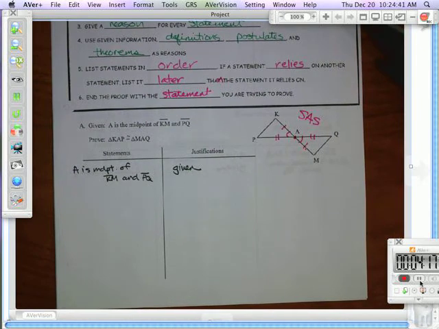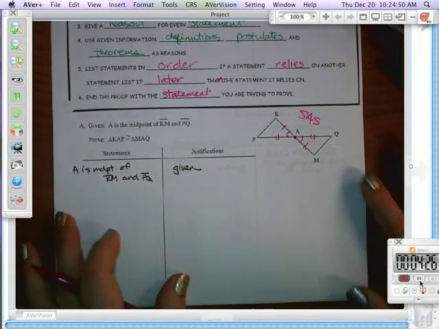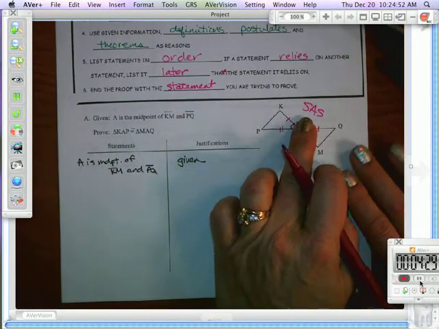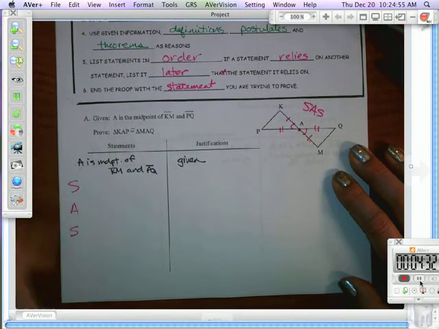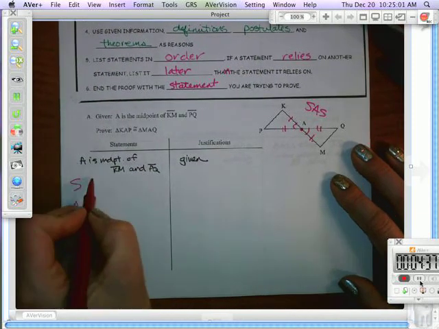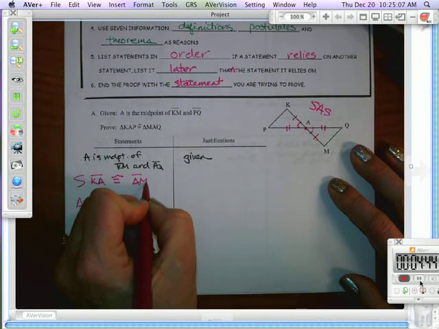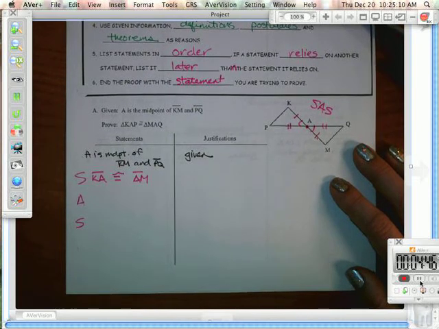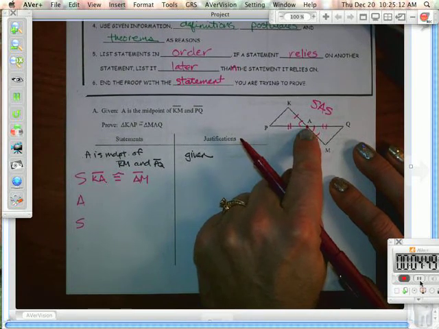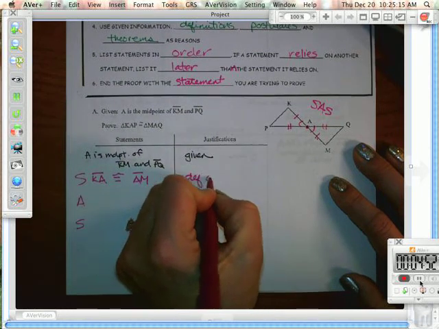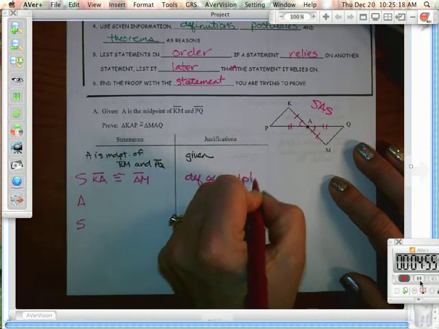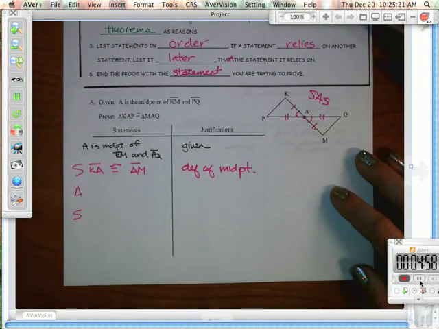You mean when you write the proof? Oh, never mind. Okay. I know that I have to prove this, so it might help me to write side, angle, side. I need to prove these things in my statements. So the first thing I know is that KA, I'm going to start with a pair of sides, is congruent to AM. How do I know that? Because A is the what? Yes. It's the definition of midpoint. Midpoint cuts a segment in half.